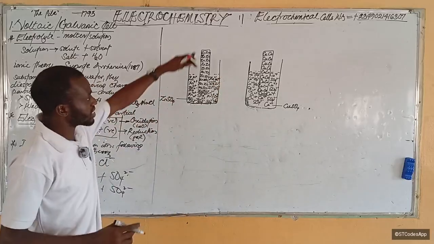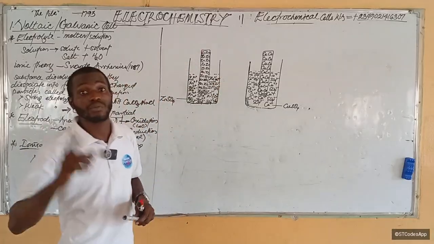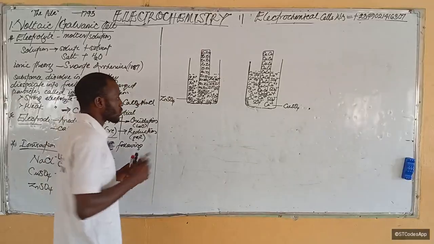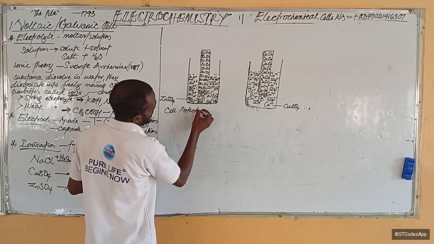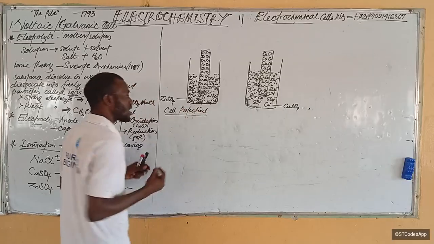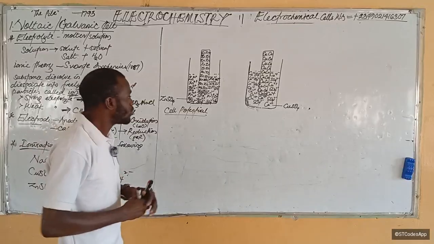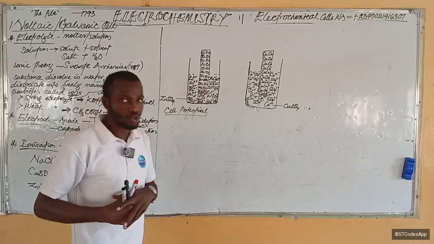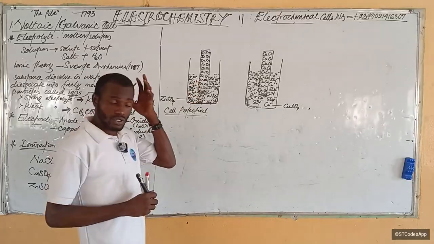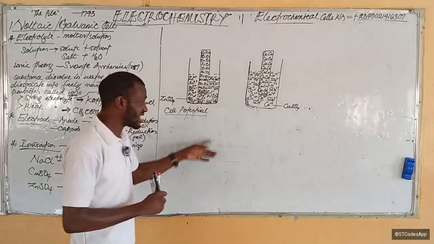Now, the moment you immerse a metal plate in a solution of the salt, something is set up. What is set up is called a cell potential. Now, what is a cell potential? A cell potential is just the movement of charges between the plate and the solution.